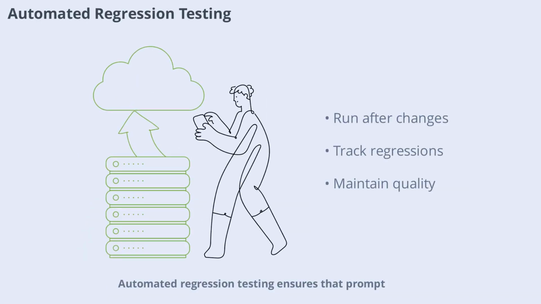Automated regression testing ensures that prompt or model updates don't break existing functionality. Use your gold standard dataset to run tests after every change. Track pass-fail rates and investigate any regressions. This process maintains quality and prevents unexpected drops in performance as your system evolves.